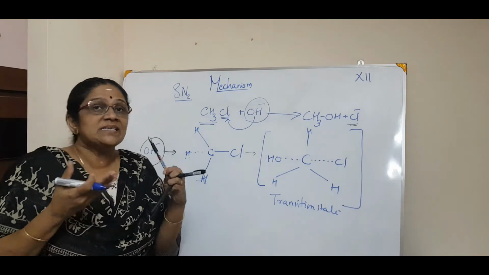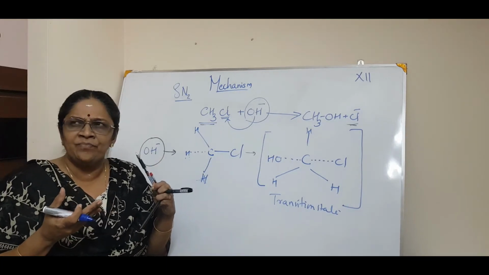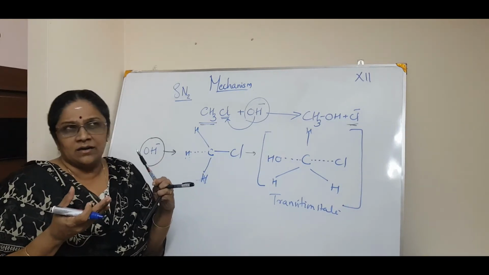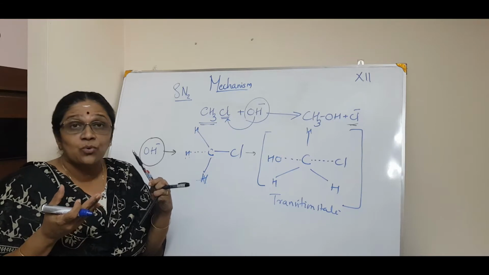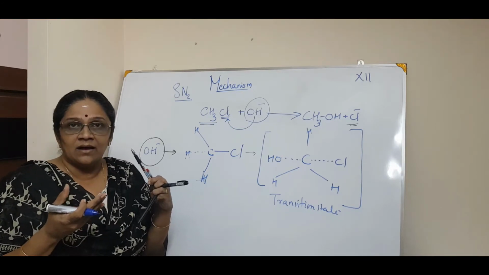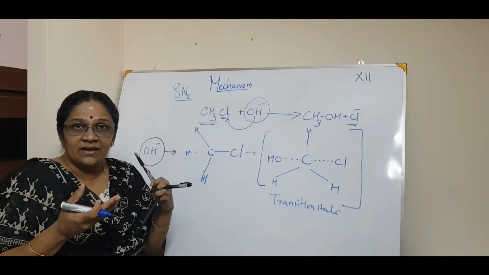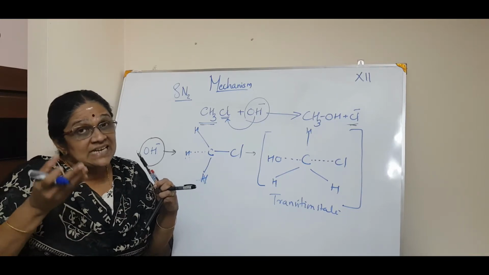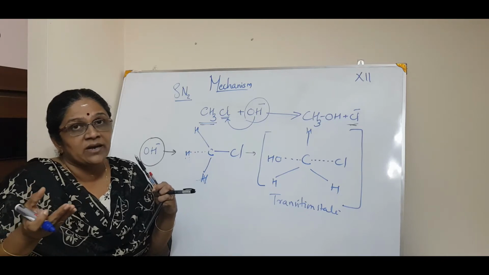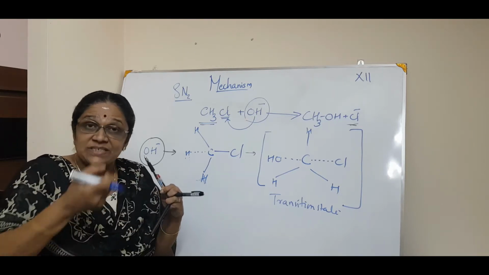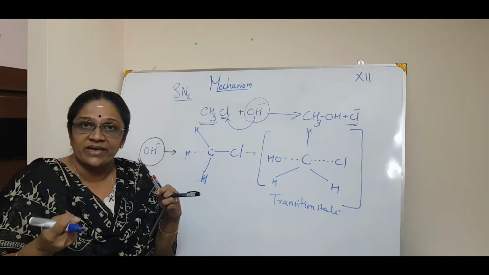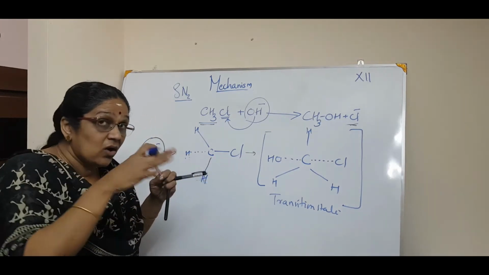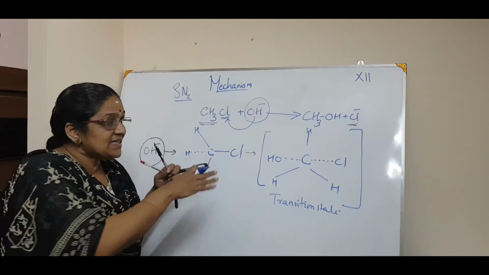When will you call something an intermediate? In kinetics, in the reaction of H2O2, hydrogen peroxide, with iodide as a catalyst, an intermediate is formed, IO minus, if you are remembering. That is an intermediate. Intermediate means a step is there, the reaction is happening, and we can isolate that product. But here you cannot isolate the product, because it is simultaneous.